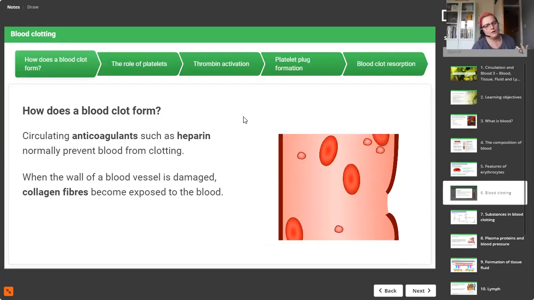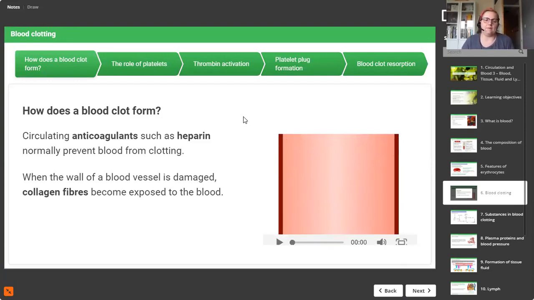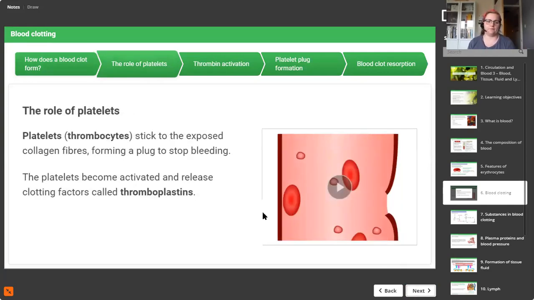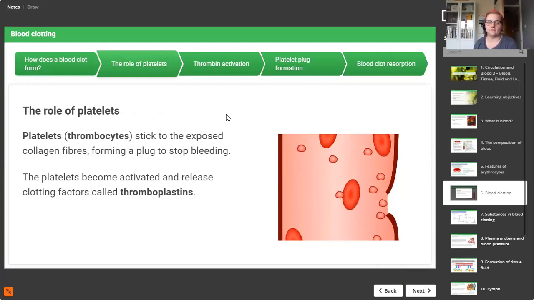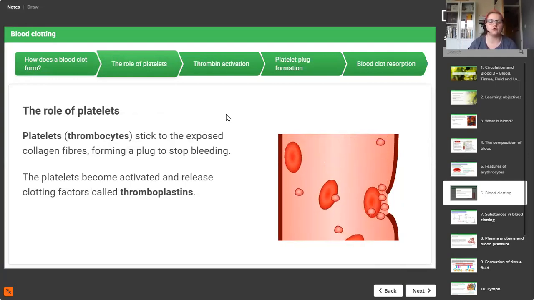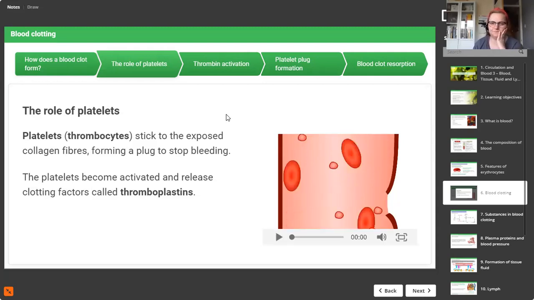However, when something such as the wall of a blood vessel is damaged, the collagen fibers become exposed to the blood. When this happens, the platelets, the thrombocytes, come along and stick to the exposed collagen fibers, and they do this to form a plug to stop the bleeding. The platelets become activated and they release a clotting factor called thromboplastin.